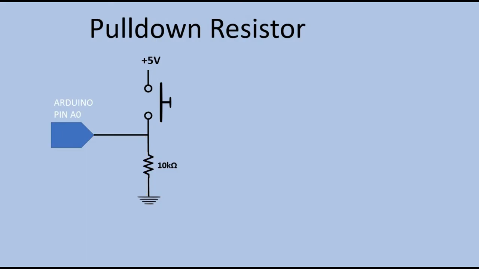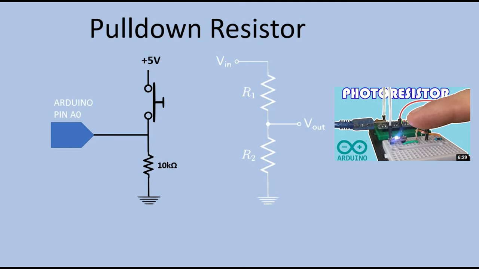When we push the button, the electricity starts flowing between 5 volts and ground. But what does it mean for the value read at the A0 pin? If you look closely at the setup, what does it look like? Doesn't it look like a voltage divider? It does, doesn't it? If you do not know what a voltage divider is, I will not be explaining this in detail here. You can check my other video about photoresistors. The concept of the voltage divider is thoroughly explained there.